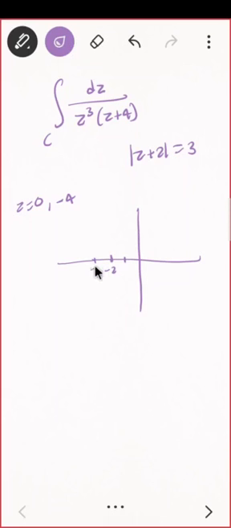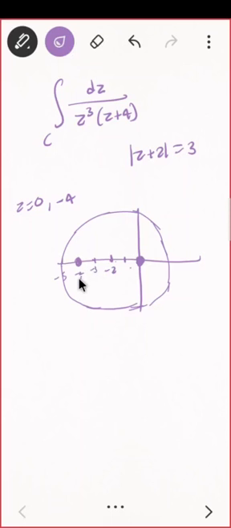2, minus 3, minus 4, minus 5. So this will go up to minus 5, 3 units. So here it will go here, and here just 1 unit, something like that. Am I correct? Yes. Now z equal to 0 is lying inside my contour. What is next? z equal to minus 4, this is also lying inside the contour, correct? So both of them are lying inside the contour.